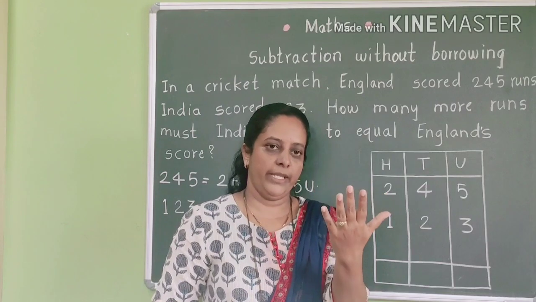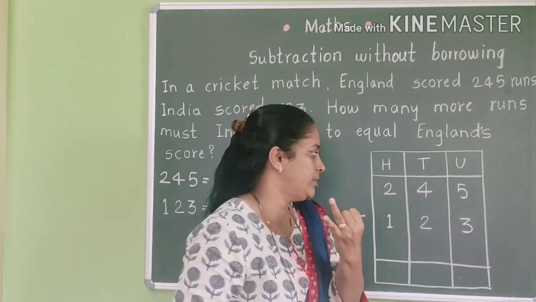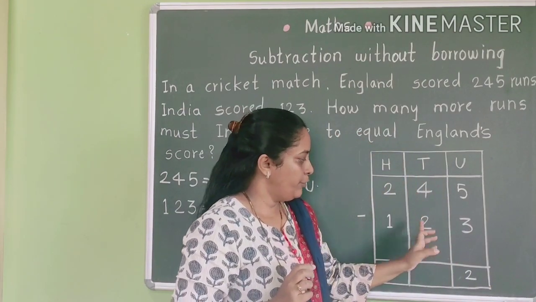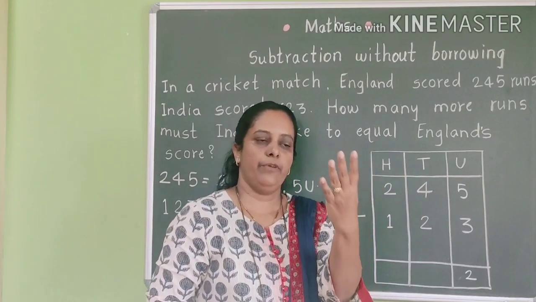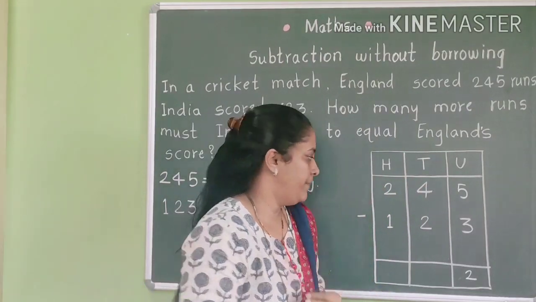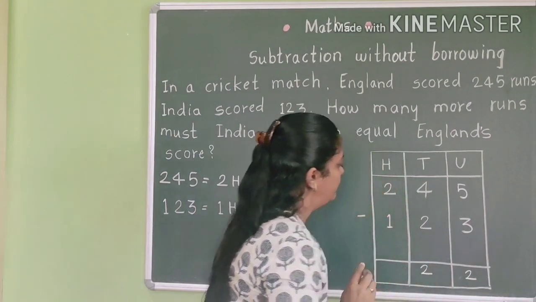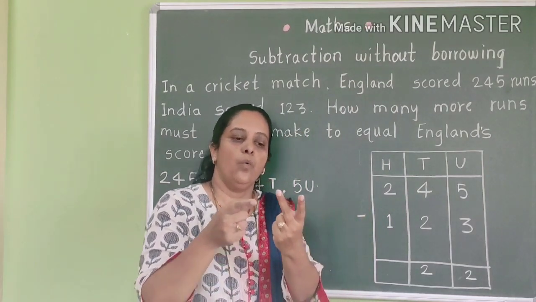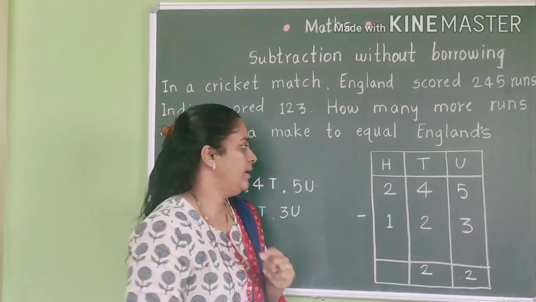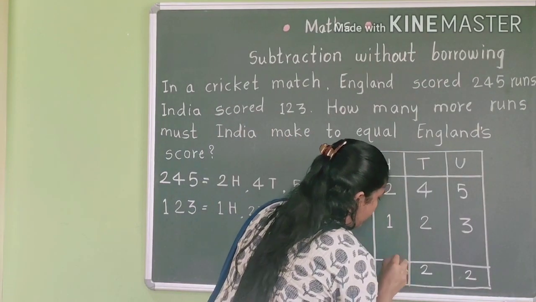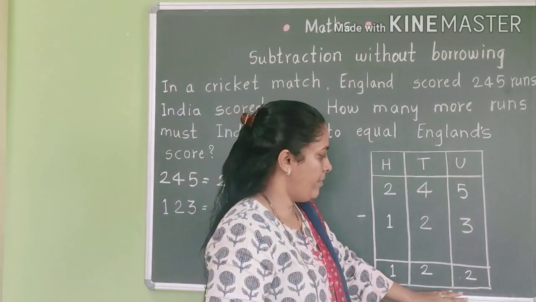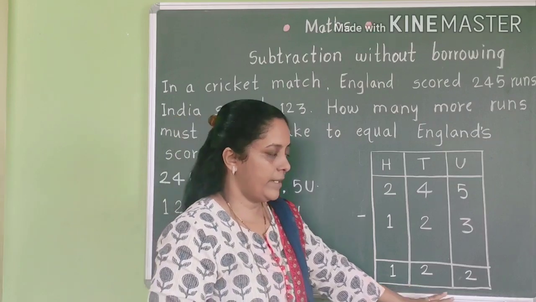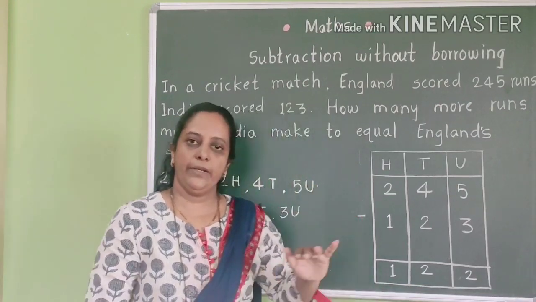When we remove 3 from 5, we have only 2 left. And we are going to take 2 from 4. When we take 2 from 4, only 2 remain. Here we have 200 and we have to take out 100, and there is 100 left. So the number here is 122. India needs 122 runs to make equal runs.